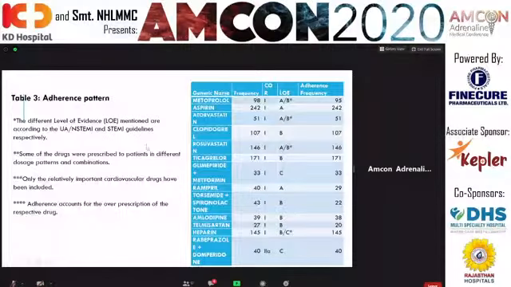This is the adherence pattern for each drug. So just a few things to keep in mind: some of the drugs are prescribed to patients in different dosage and patterns, and only the relatively important cardiovascular drugs have been included, not all the drugs that are prescribed to the patients. And adherence counts for the overprescription of the respective drug as well as underprescription, so both. And we have graded the level of evidence or the adherence pattern. So most of them stay in the A to B range, which is a good level of adherence, a good level of evidence.